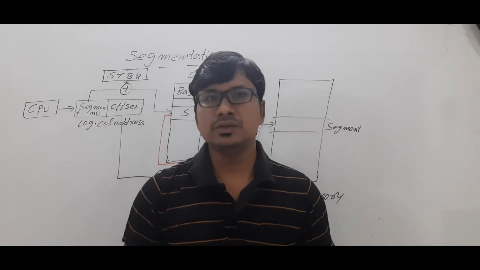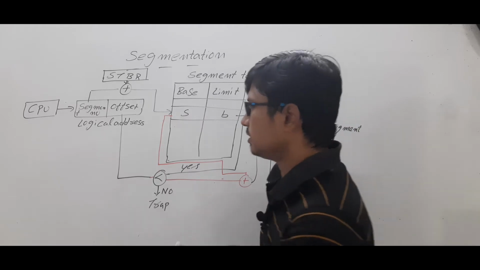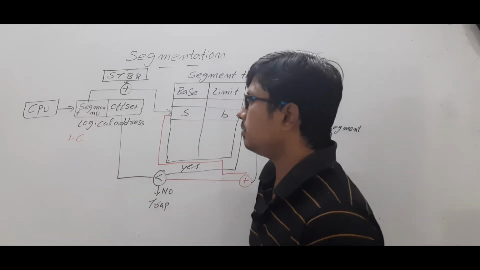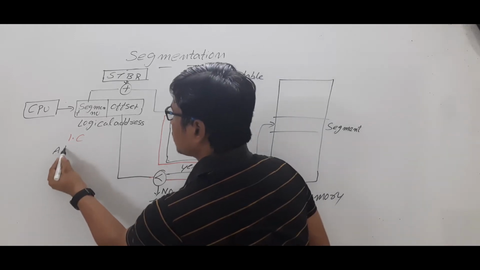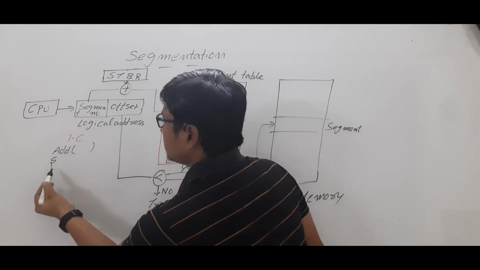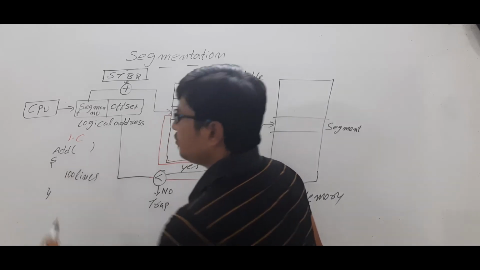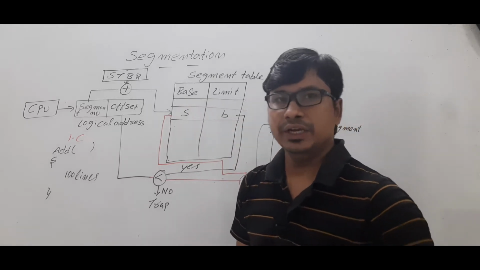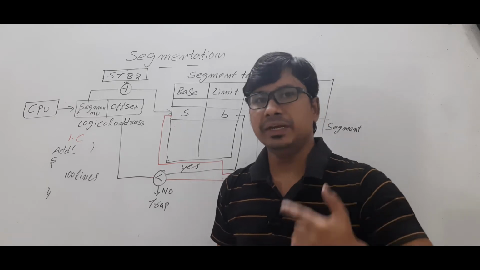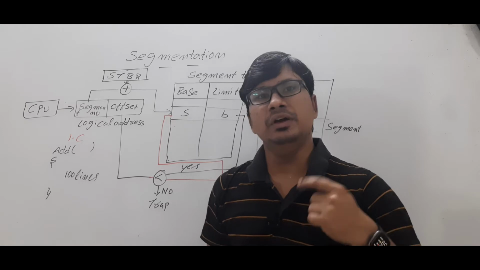Now, first let me discuss what the drawbacks of paging are. Suppose the user has written a 1.c program. In that program, there is a user defined function called add. This add function consists of some 100 lines. If we go for paging, we know that a process is logically divided into pages and main memory is divided into frames, and the page size will be equal to the frame size.